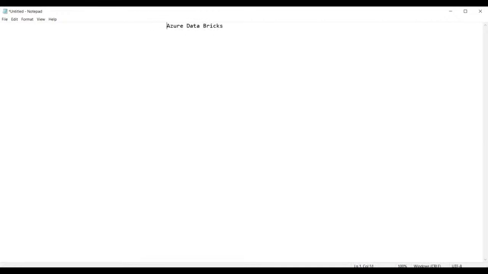So basically, what is Azure Databricks? Guys, Azure Databricks is a cloud-based service provided by Microsoft. It is a cloud-based service provided by Microsoft to perform the job of ETL.